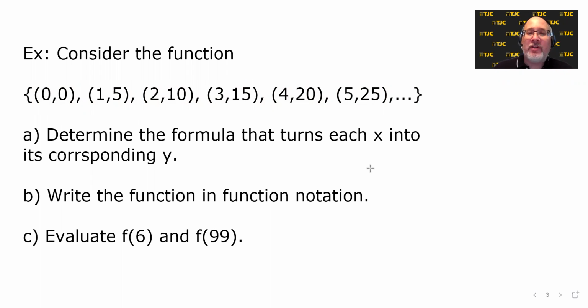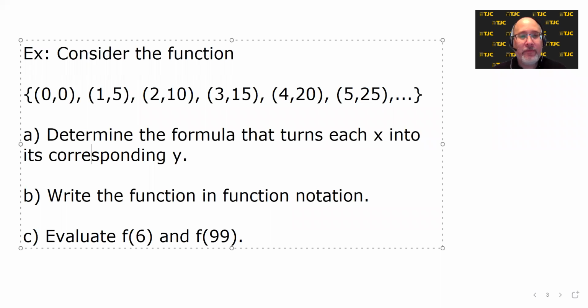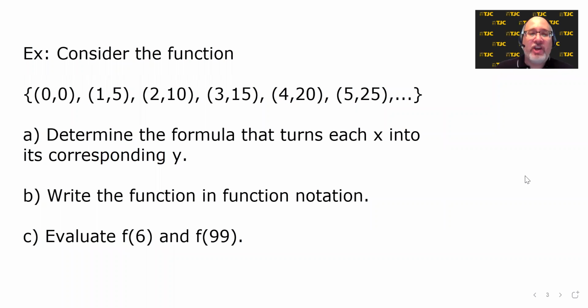A, determine the formula that turns each x into its corresponding y. B, write the function in function notation. And C, evaluate f of 6 and f of 99. Once you get past part A, this is actually really easy, because part A is asking you what rule or what formula we are using that turns each x into a y.